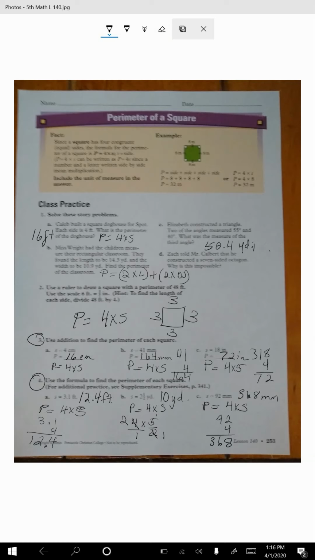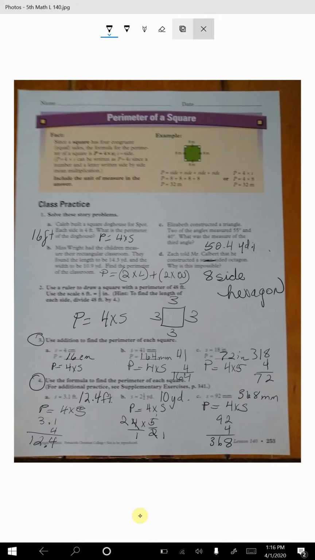Zach told Mr. Calvert that he constructed a 7-sided octagon. Why is this impossible? What's wrong with that? Well, you could say 2 things. Either it has to be 8 sides, or it would be a 7-sided hexagon. So he's named it incorrectly. Octagons have 8 sides. Hexagons have 7 sides.